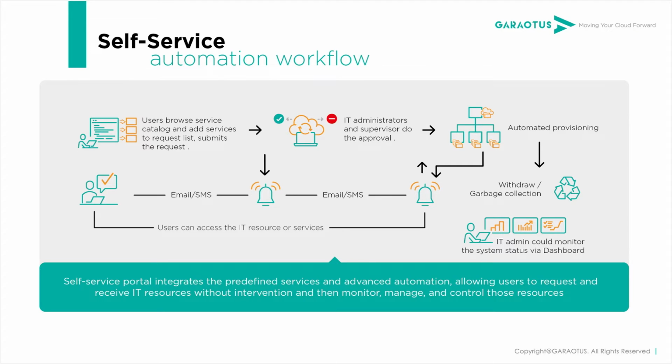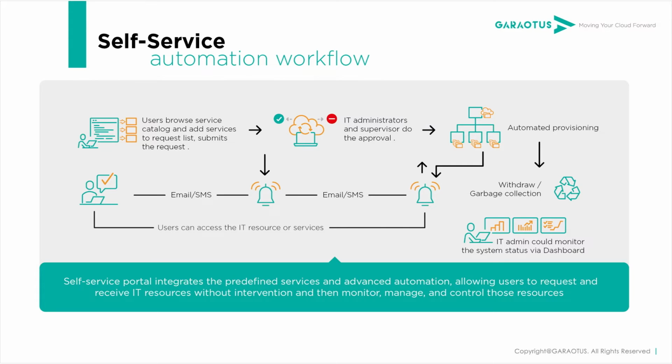Here I would like to illustrate more how self-service, automation, and the auto-provisioning workflow work together. You can see the user can log into the platform wherever they are, browse the service catalog, find the service and the resources they need, add them to the request list, and send it for approval. Once it goes to the IT administrator, your supervisor or manager, they review your request and then approve or reject it.